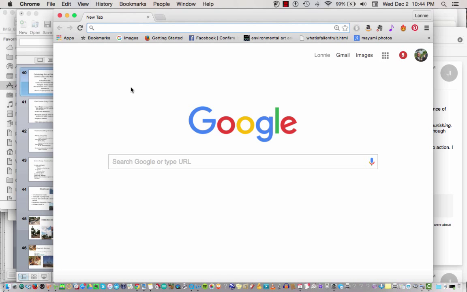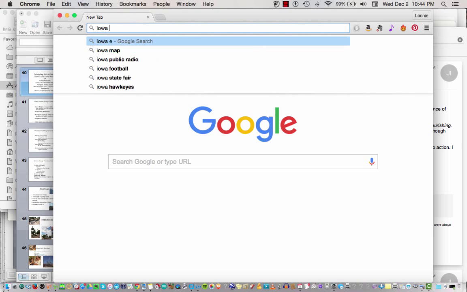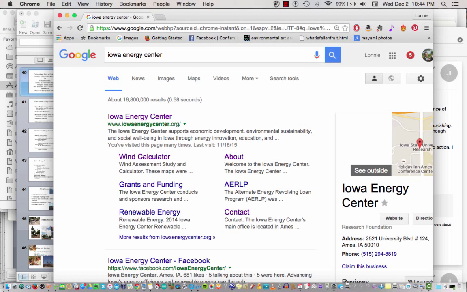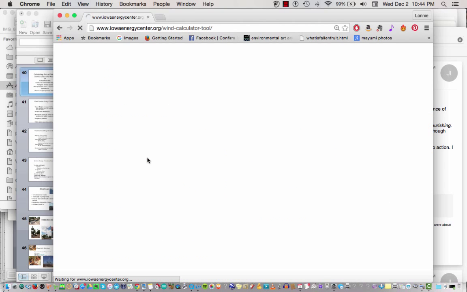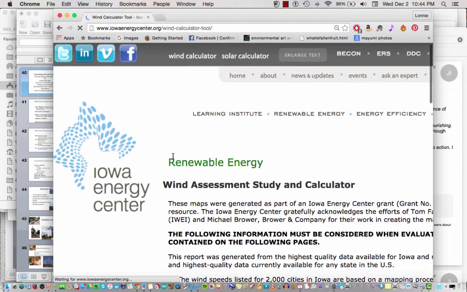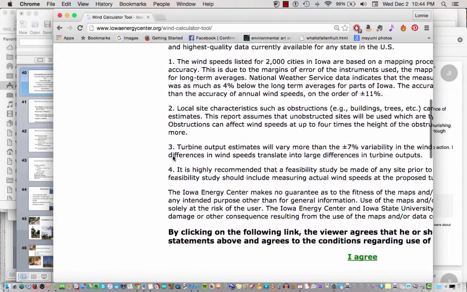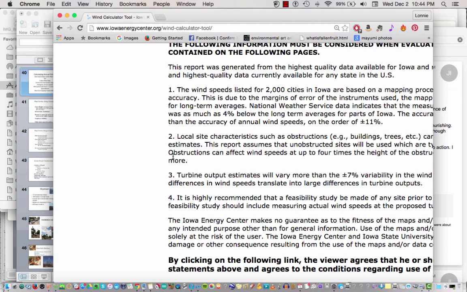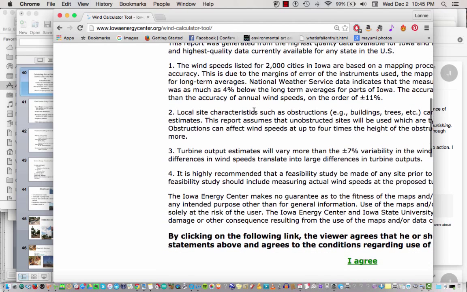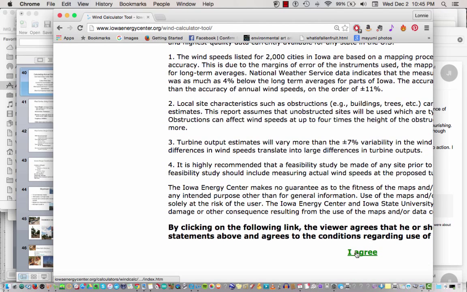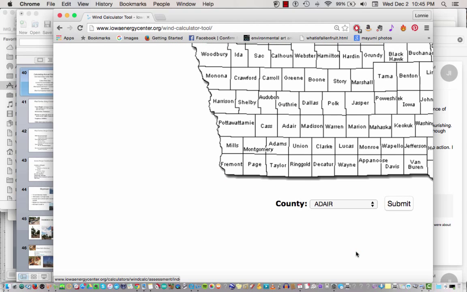That calculates wind power in Iowa. So we go to the Iowa Energy Center wind website, go to the wind calculator, and they make you read this because they don't want you to take this very rough tool and use it to make a $20 million investment in a wind farm or something. So they give you all the caveats about using this site. So we just click on that.